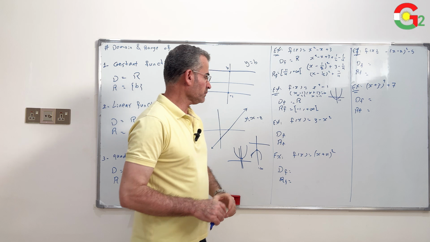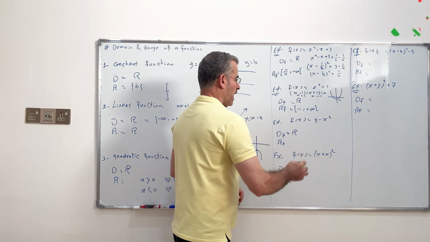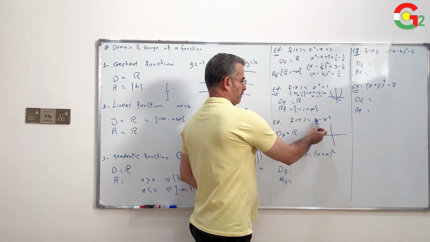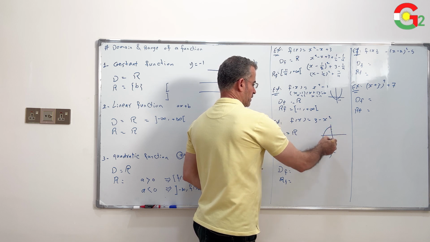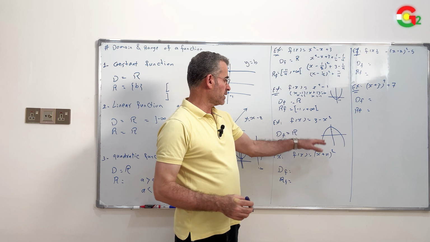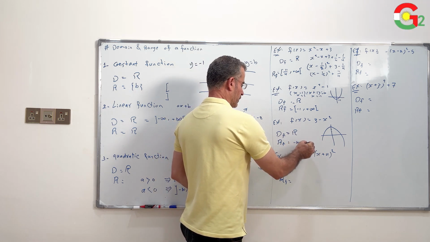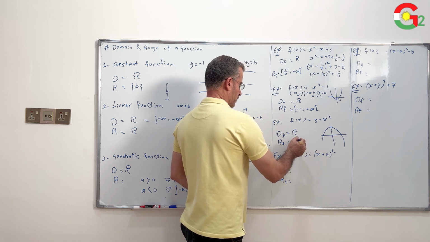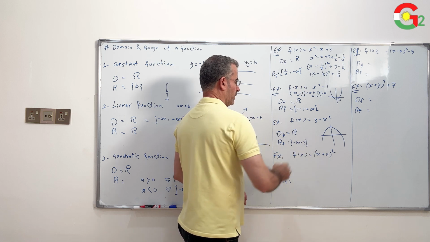Example: find the domain and range of this function. The domain is R, and the range, as you see, the graph of this function is like this. Then the range is from negative infinity to 3.